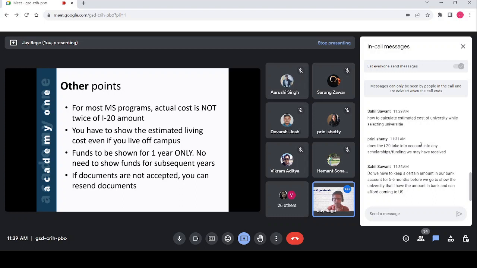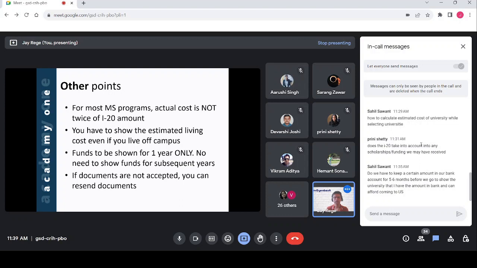Okay. So don't worry about showing 1.5 times, showing more than what is required. Showing more has no advantage, it has no disadvantage also. Some students also think that if I show a lot of funds in my account, then the university may not give scholarships. Again, this is also not true, because scholarship decisions are not based on the funds.